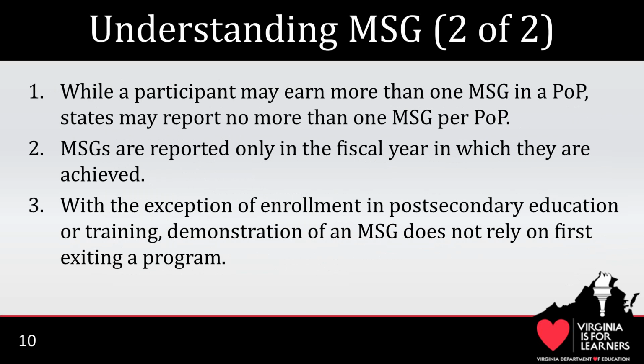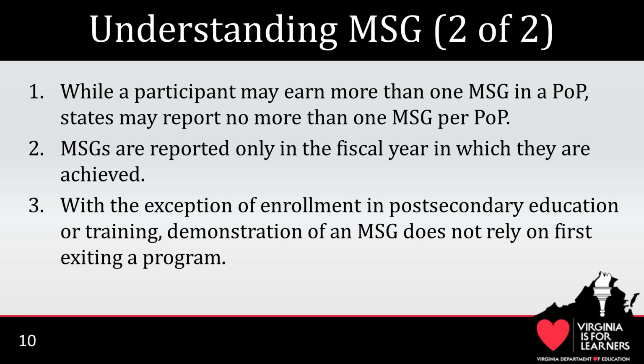Participants may earn more than 1 MSG per POP, however, states can only report 1 MSG per POP. When a participant earns more than 1 MSG in a POP, the most recent MSG is recognized as the participant's MSG for the POP. As mentioned earlier, activities such as MSG attainment occurring in a fiscal year is reported for that fiscal year. Finally, programs should remember that with the exception of the post-secondary enrollment gain, MSG achievement does not rely on participants first exiting a program.